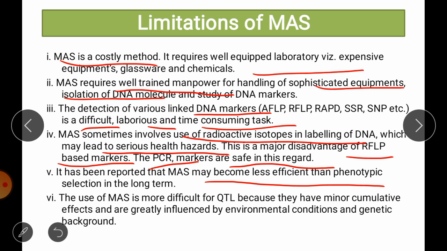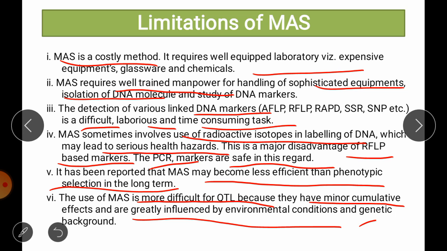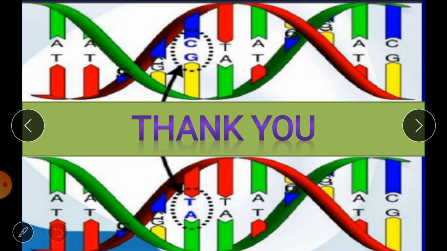Marker assisted selection may become less efficient compared to phenotypic selection in the long term. If long term breeding is required, in that case marker assisted selection is less efficient. Use of marker assisted selection is also more difficult for QTL because they have minor cumulative effects and are greatly influenced by the environmental condition and genetic background. So in that case marker assisted selection is more difficult. So this is all about marker assisted selection. Thank you.